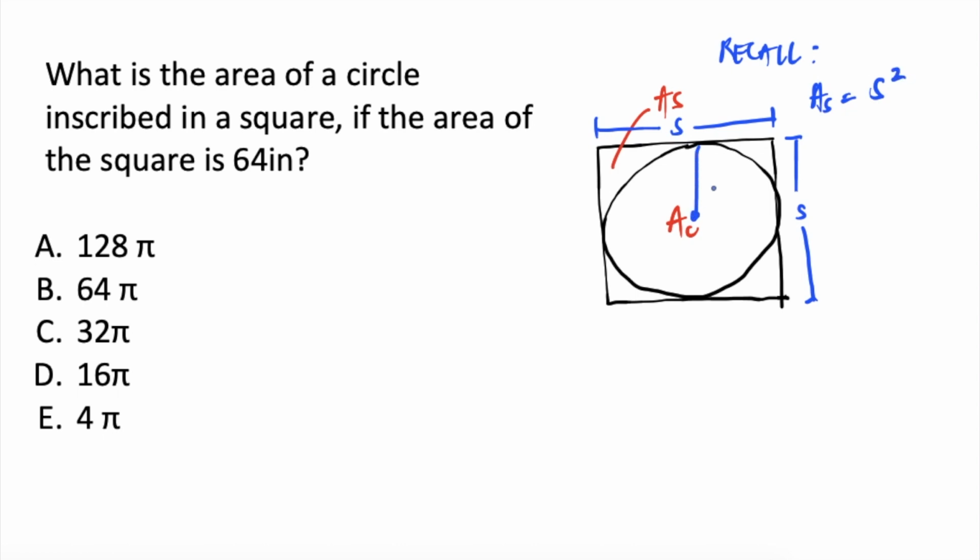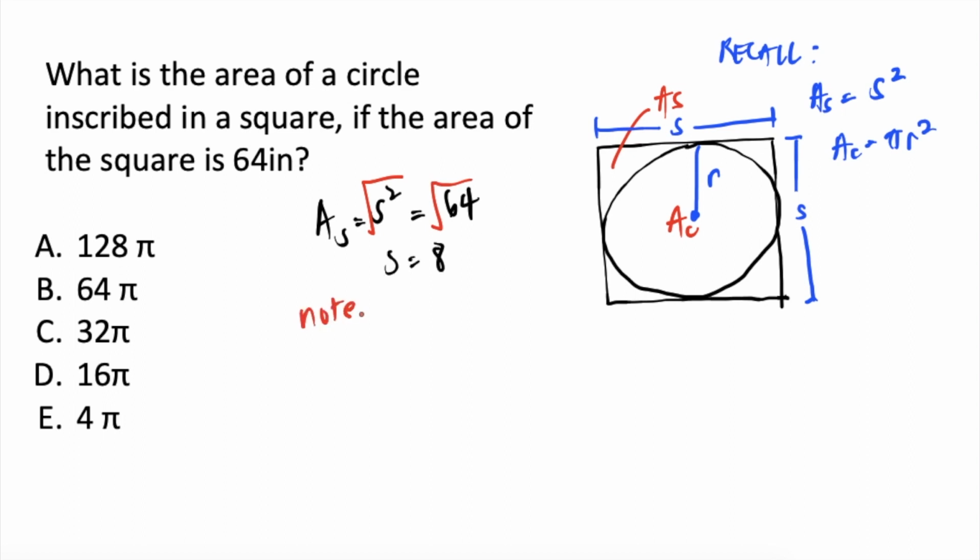So kapag naman ang radius ng circle natin is R, to solve for the area of the circle, we have area of the circle is equal to pi r squared. So, isolve natin yung haba ng side ng square. We have area of the square is equal to s squared is equal to 64 inches squared. Taking the square root of both sides, we will get s is equal to 8.